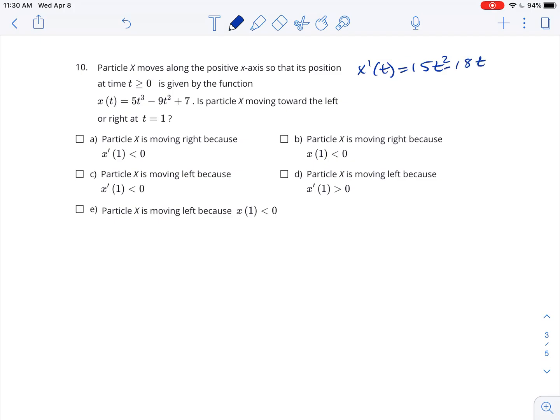And so x prime of t, set this equal to 0. So I'm going to factor out 3t. And so the first factor is going to give you 0. The second factor is going to give you 6/5.